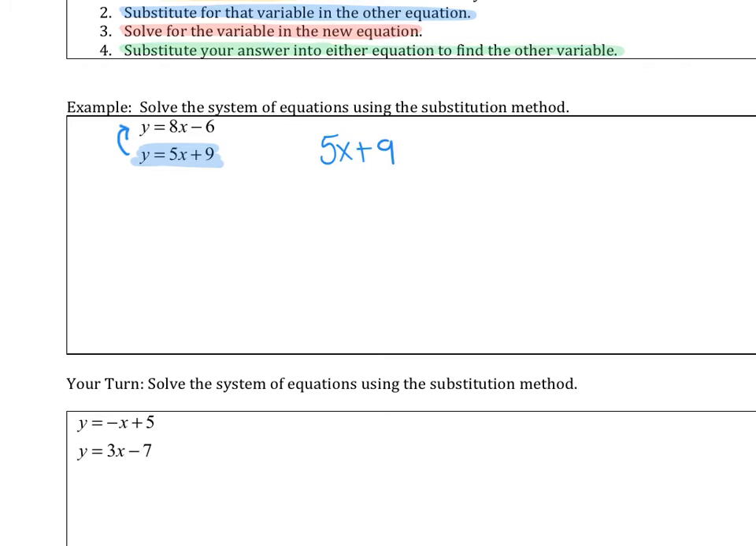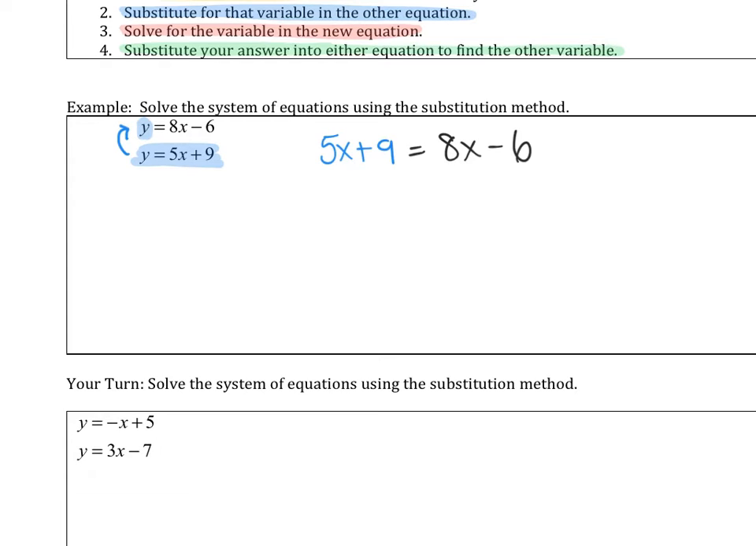5x plus 9 is equal to 8x minus 6. All I did was take the y from my second equation and plug it in for the y in my first equation. Now I'm going to use this equation to solve for x since they both have the same variable.